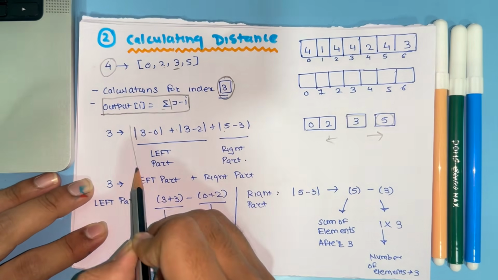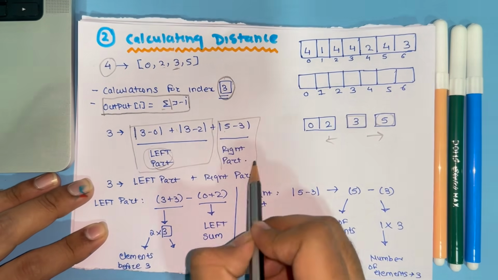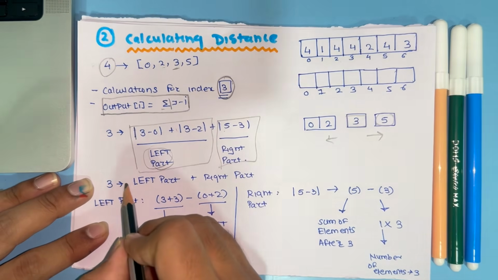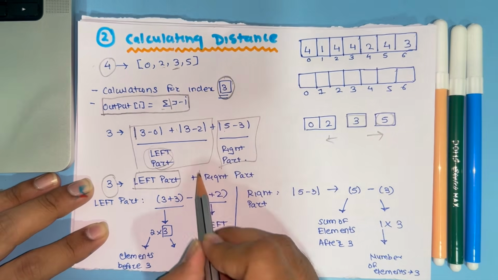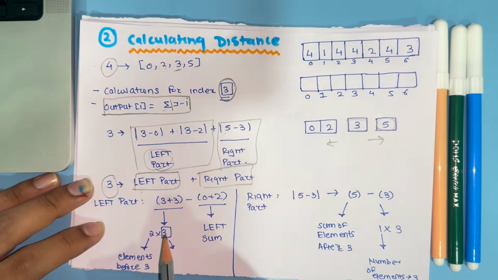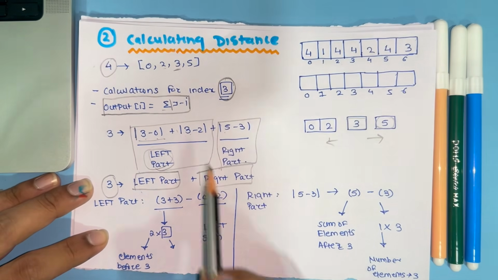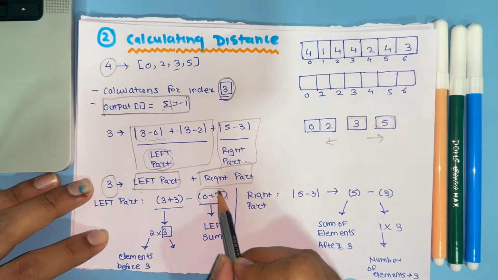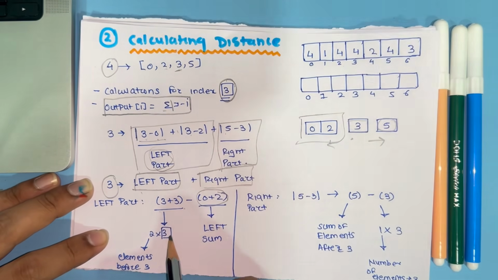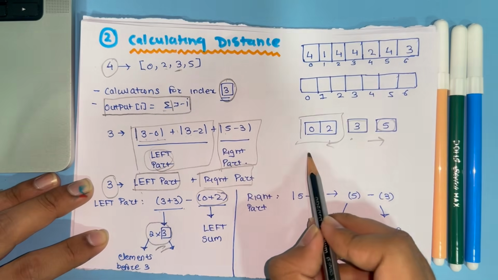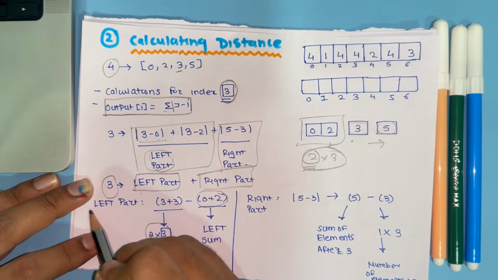Now this equation can be broken down as left part summation and right part answer. So the output for this index can be written as left part answer plus right part answer. Now consider this left part. We can break down this equation as 3 plus 3 minus 0 plus 2. Now if you see the 0 plus 2, it is just the left sum till the third index. And if you see 3 plus 3, we are multiplying 2 times 3. So you can see there are 2 elements before 3. So it's just 2 into 3. So this is for the left part.